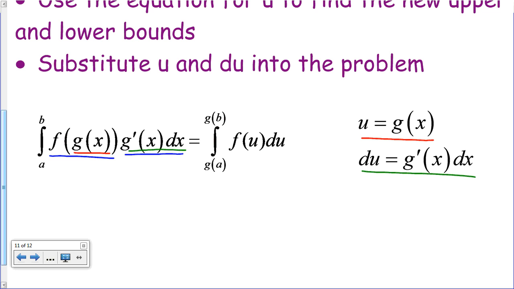Sometimes there's a little bit more that we have to do with that. It might have a constant or something like that that we have to deal with, but in general, this is kind of what it looks like. And then you rewrite this in terms of function u now.